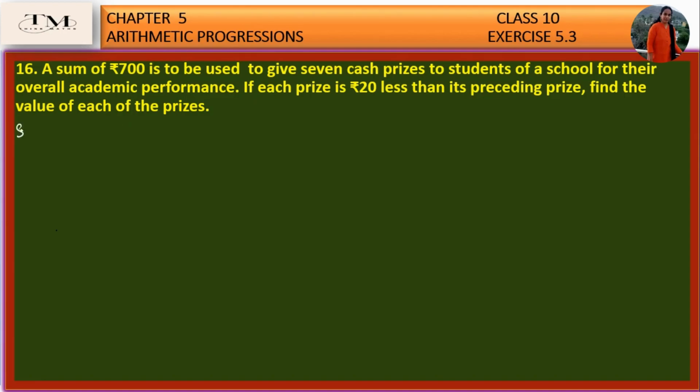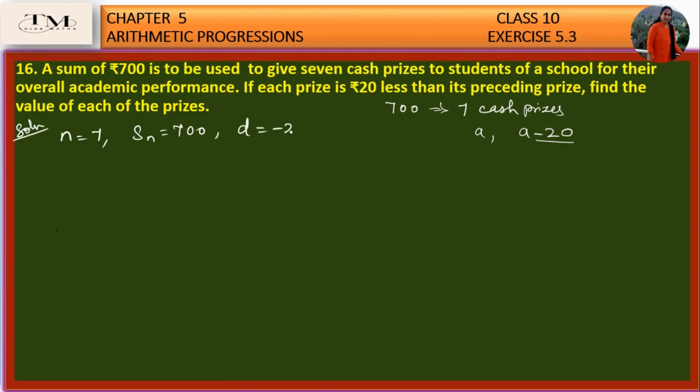So what is given? A sum of rupees 700 is divided among 7 cash prizes. They are giving 7 prizes to 7 students, so n is equal to 7. Totally they have 700 rupees which is divided among 7 students. How are they dividing? Each prize is 20 less. So if the first prize is A, the second prize will be A minus 20. So d is equal to minus 20.